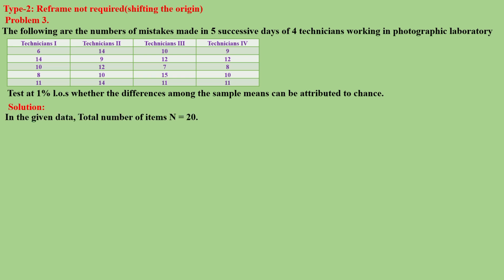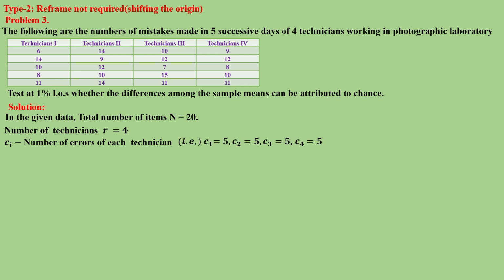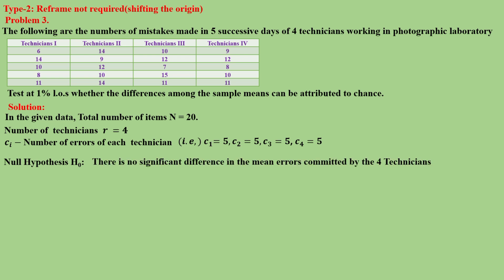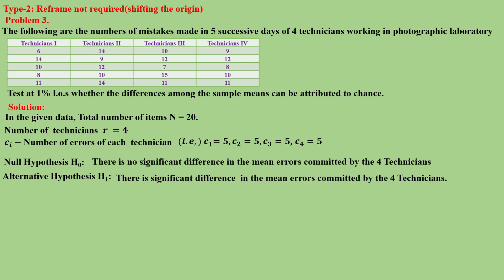The given data: total number of items n is equal to 20, number of technicians r is equal to 4, and number of errors of each technician ci are all equal, c1 equal to c2 equal to c3 equal to c4, which is equal to 5. Defining hypothesis, null hypothesis H0: there is no significant difference in the mean error committed by the 4 technicians. Alternate: there is significant difference in the mean error committed by the 4 technicians.